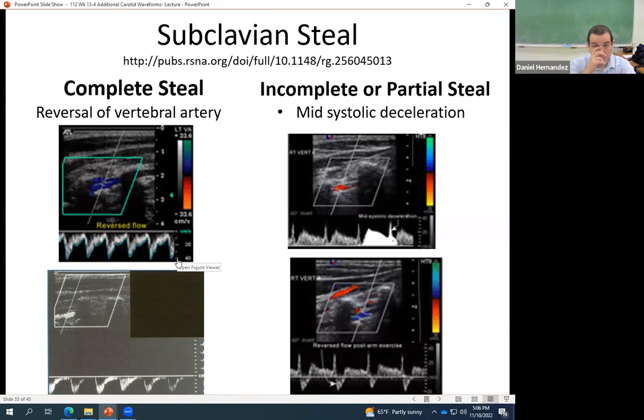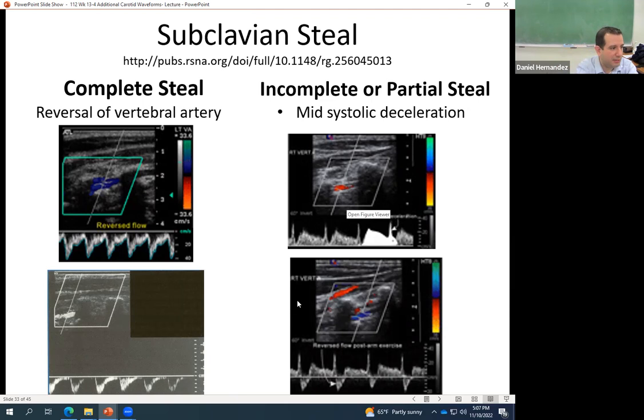Particularly if you're on the left side, I like to fan back and forth. Maybe I'll even show them a clip going from the CCA with antegrade flow, keeping the same angle and orientation of the vessel, fan out then to the vertebral and show that it's truly retrograde.